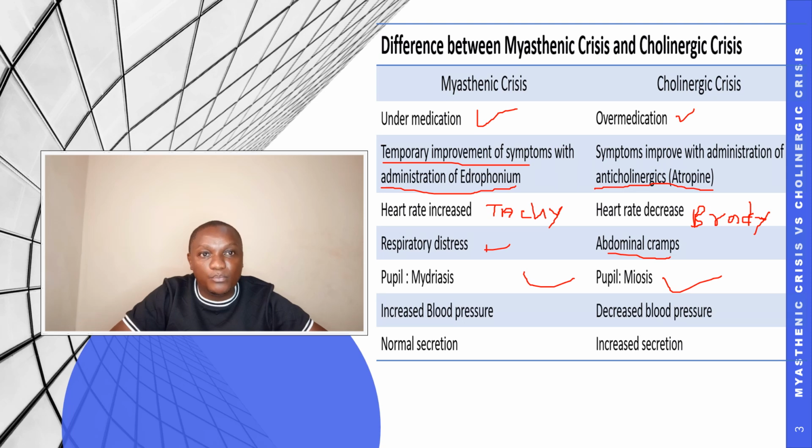The other thing is blood pressure. It is increased in myasthenic crisis, while in cholinergic crisis the blood pressure is decreased, mostly due to vasodilation. There will be normal secretions in myasthenic crisis, but in cholinergic crisis there are increased secretions, excessive salivation, and increased bronchial secretions. So in cholinergic crisis, the secretions are increased.